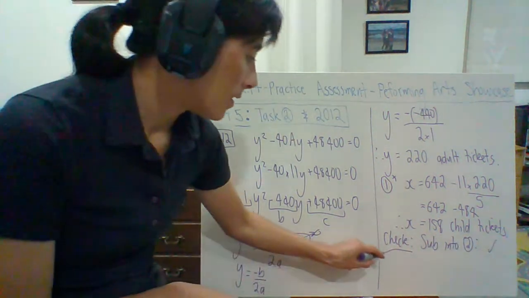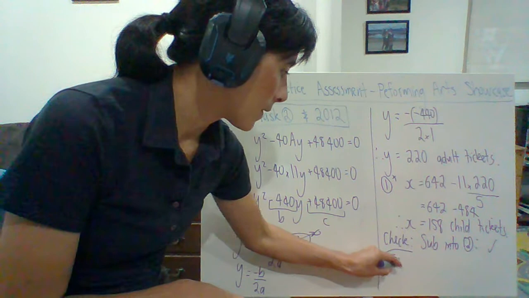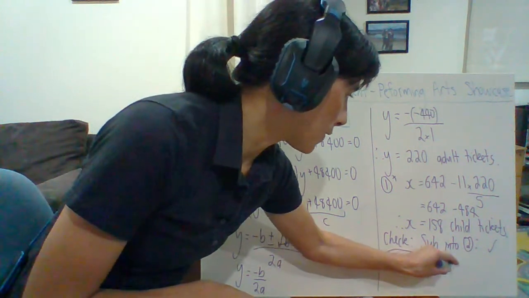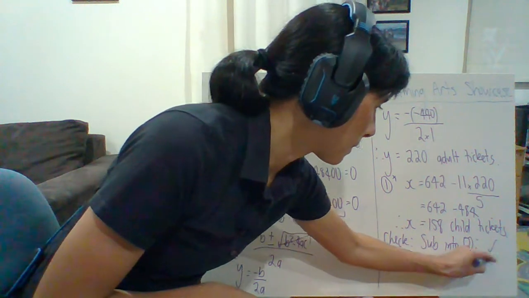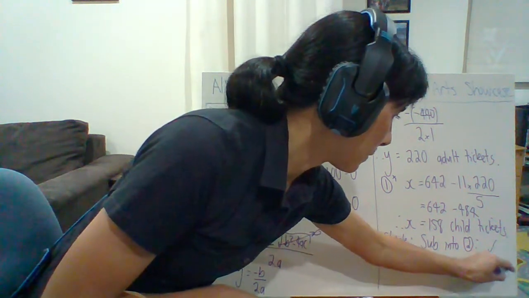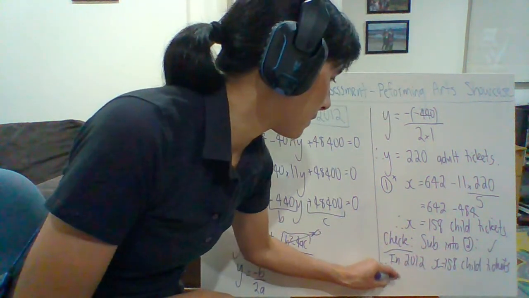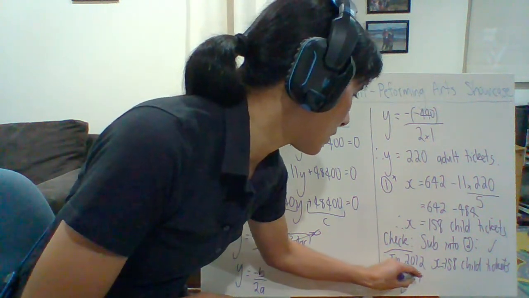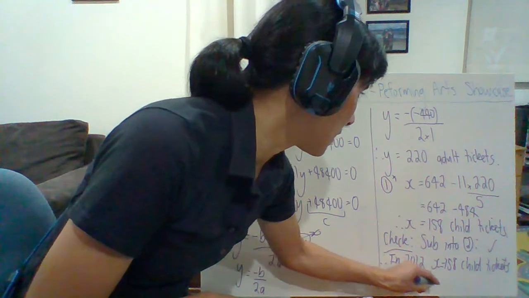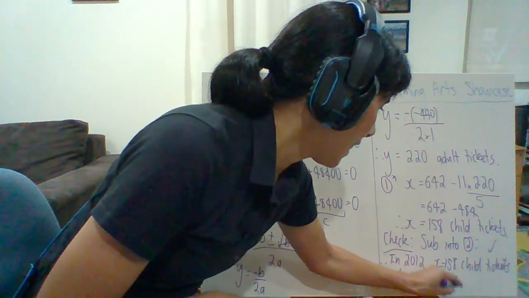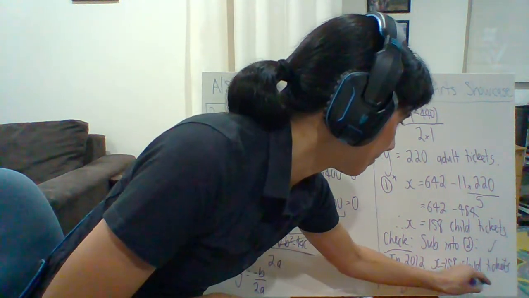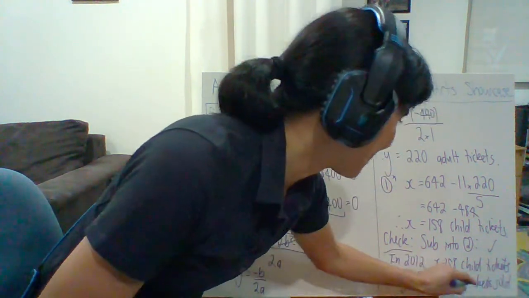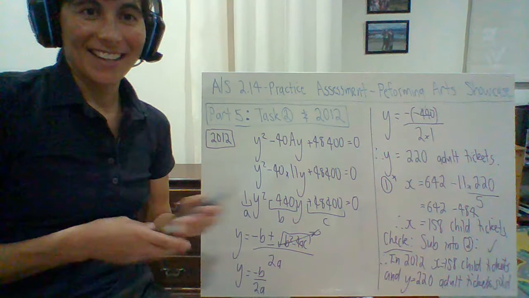So therefore, in 2012, we had 158 child tickets and 220 adult tickets sold. And there you have it.